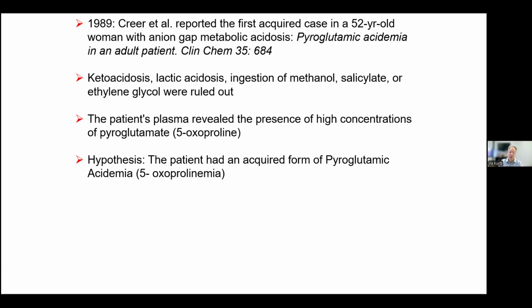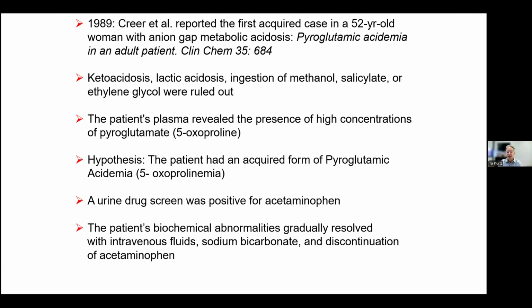So the thought here was the patient had an acquired form because it wasn't present throughout their life, whereas kids who have this from a genetic mutation have it from birth, very early on. And they did a drug screen and it was positive for acetaminophen. And the biochemical abnormalities gradually resolved, giving IV fluid. They gave some bicarbonate for the metabolic acidosis.